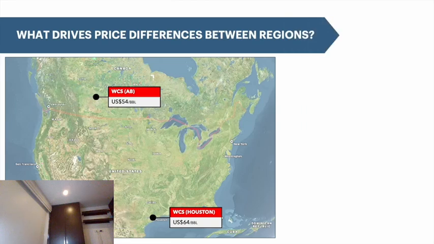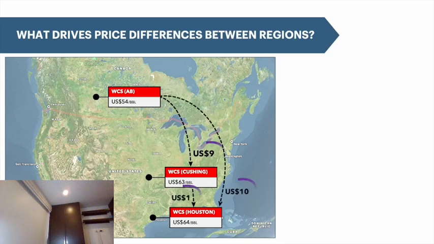If you're looking at the same grade, WCS for example, then the price differentials reflect the cost of shipping that marginal barrel to the final customer. So for WCS, that would basically be the cost of shipping that crude by pipeline, assuming no other constraints in the system.